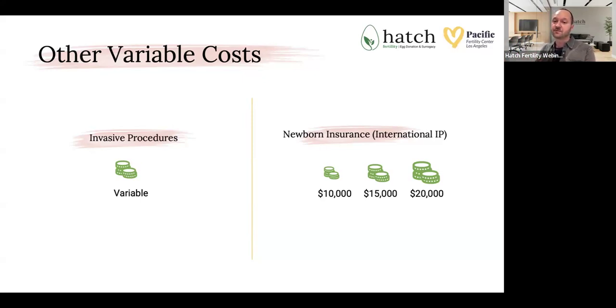That can range anywhere from 10 to 20,000. 10,000 is more of a basic option of this insurance. 20,000 would be covering a lot more of the potential costs, basically. So we'll help you find that insurance with our insurance experts, but no agency covers that in their fees, so to speak. So that's always an additional consideration.